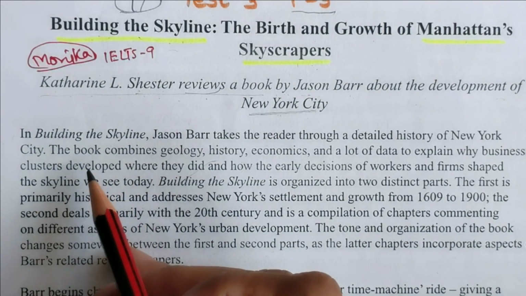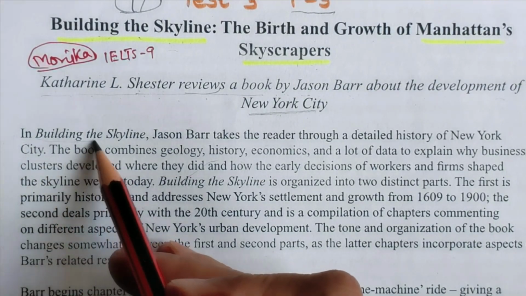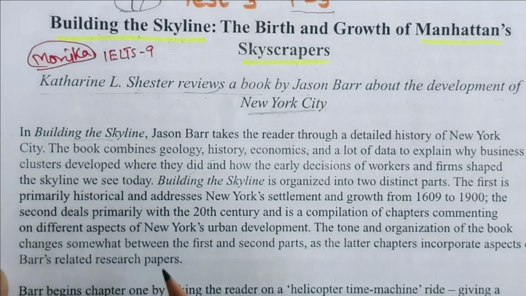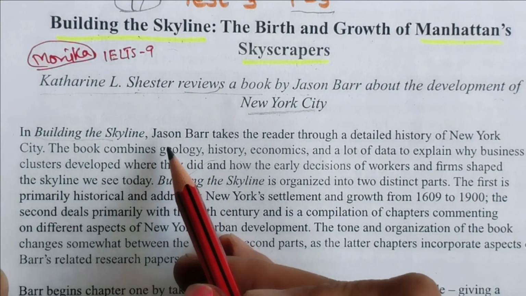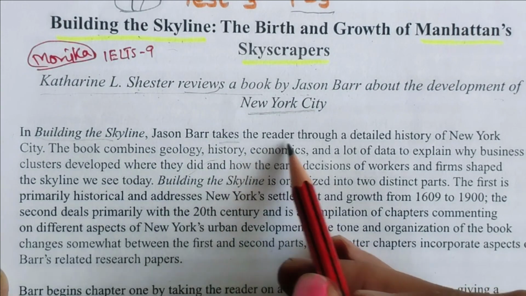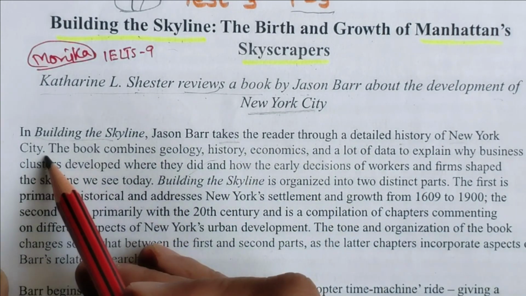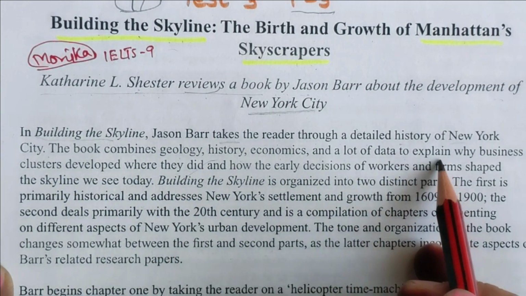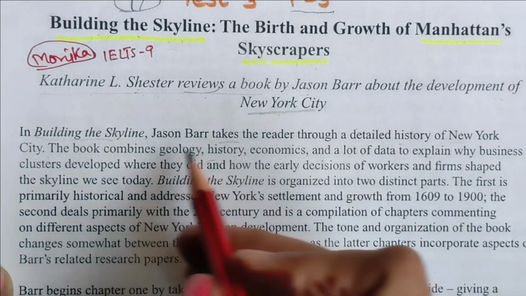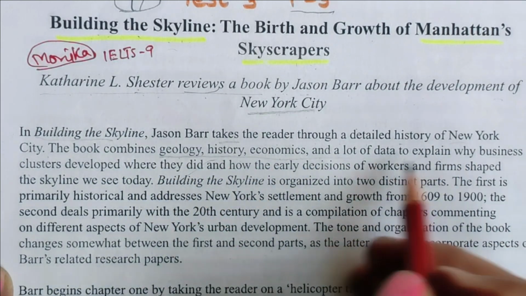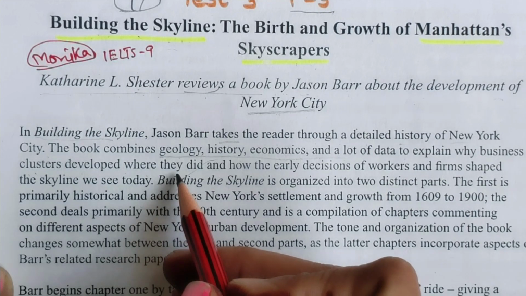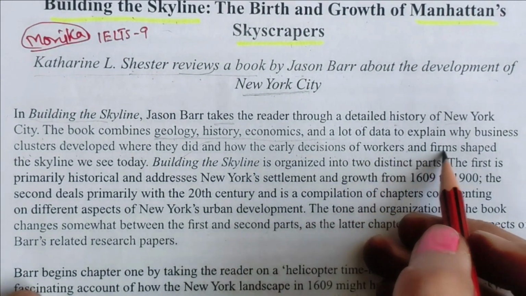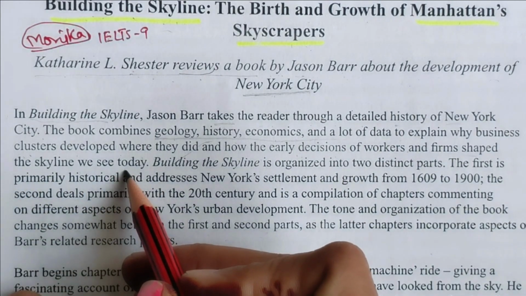Now this is the first paragraph, let's read it. Don't read unnecessary information. In Building the Skyline, if there is a difficult spelling, then don't try to read it. Jason Barr takes the reader through a detailed history of New York City. The book combines geology, history, economics, and a lot of data to explain why business clusters developed where they did, and how the early decisions of workers and firms shaped the skyline we see today.